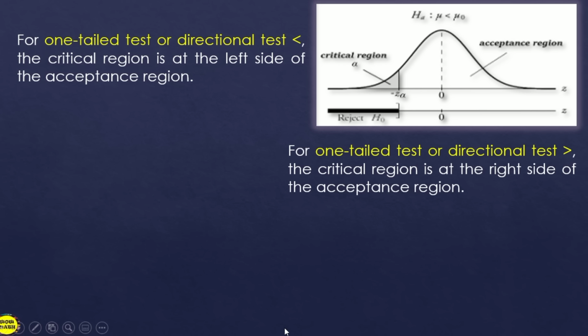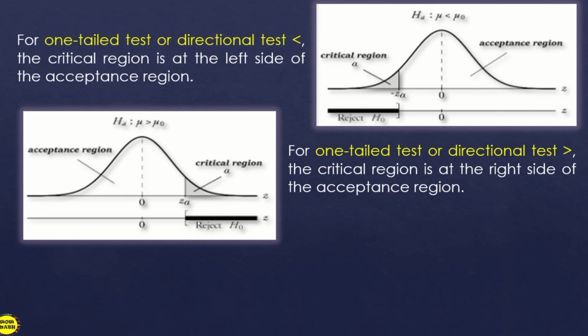Next, kapag greater than naman, then one-tailed test, the critical region is at the right side of the acceptance region. Again, for one-tailed test or directional test, tapos greater than yung symbol, yung critical region natin or yung rejection region natin ay nasa right side. Okay? So, nasa right side siya. Ibig sabihin, itong nandito, this is the non-rejection region or the acceptance region. And then, itong line na to, this is the critical value.